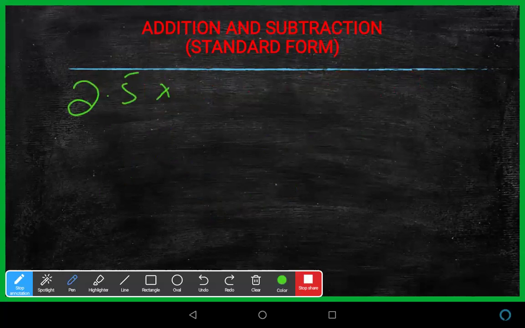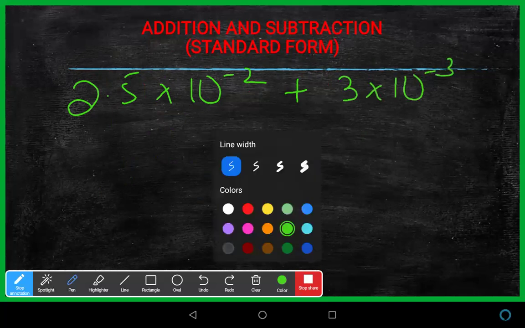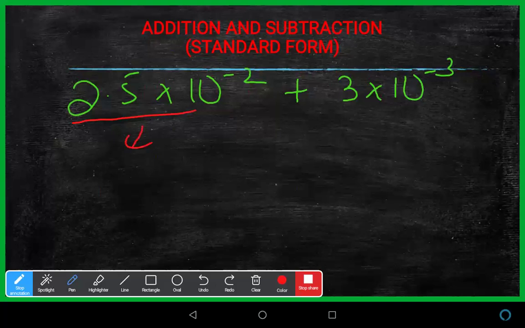2.5 multiplied by 10 raised to the power minus 2 plus 3 multiplied by 10 raised to the power minus 3. How can we solve this question? That's a very easy question. You just need to convert into ordinary form. When we convert into ordinary form, it will become 0.025. I hope you understand how to convert it.